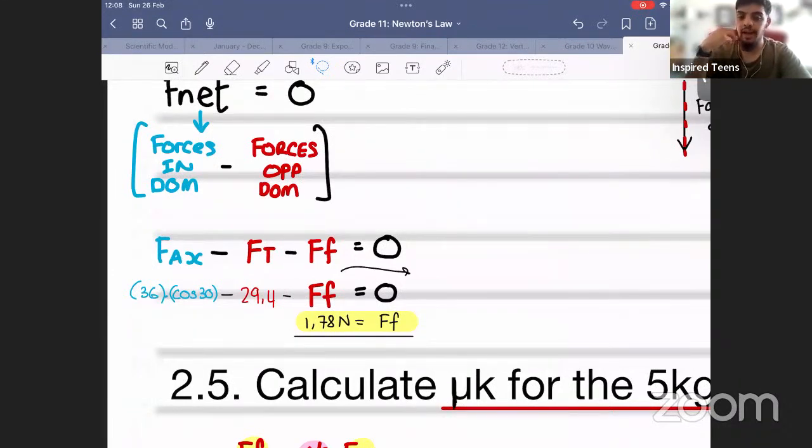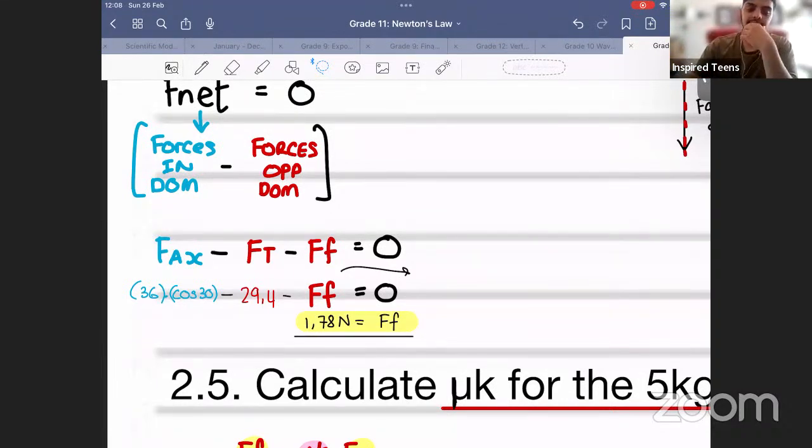We are saying FAX, not just FA. Someone asked a question in the Q&A: can we use FA minus T minus FK is equal to MA to calculate the acceleration? Not exactly, we need to use FAX, which are the forces in the direction of motion. And yes, you need two. Yes, no, maybe. I like that answer.